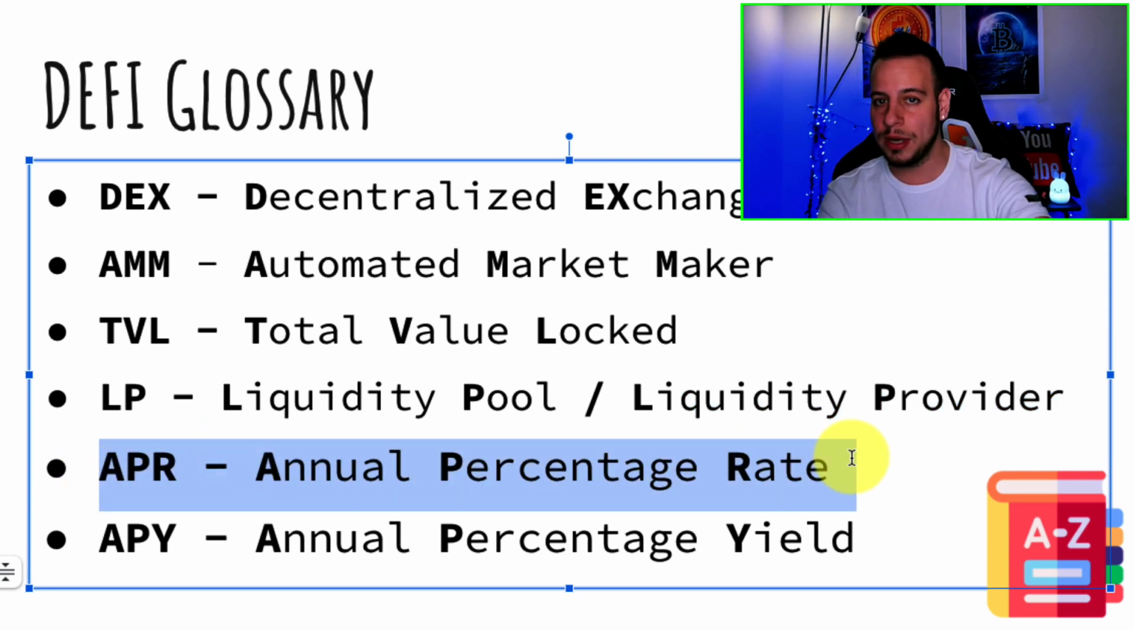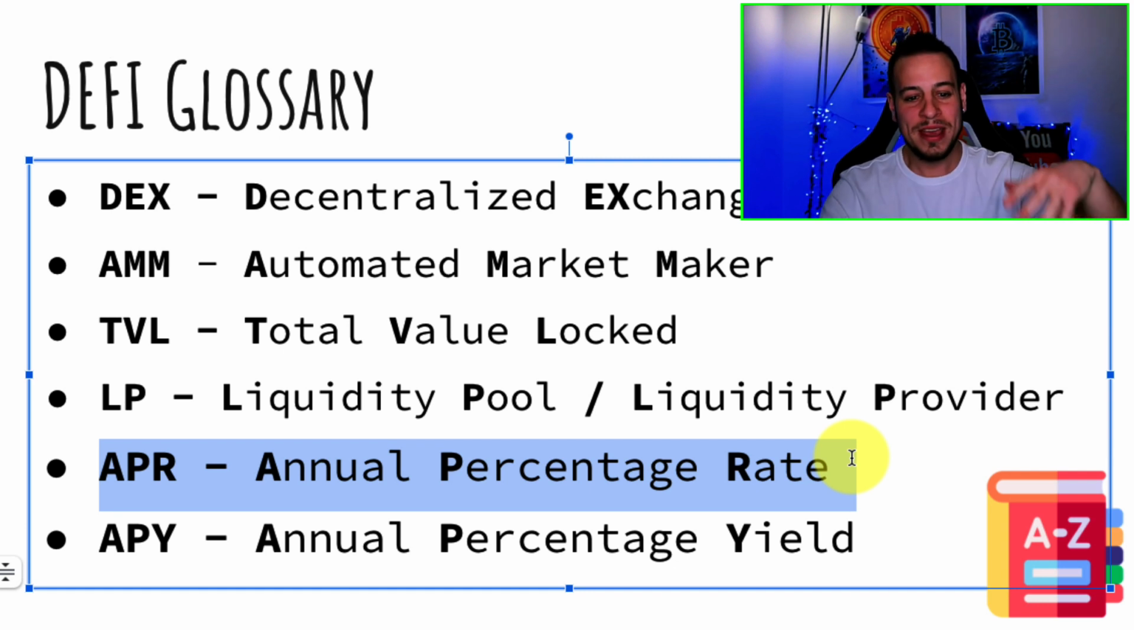APR, annual percentage rate. So when you provide liquidity, do staking, yield farming, all these kinds of things that we will talk about in a moment, you get yield. And the APR is the annual yield that you're going to get. So if you put in $10,000 and you get $1,000 yield on your investment after 1 year, the APR is 10% because $1,000 is 10% of $10,000.